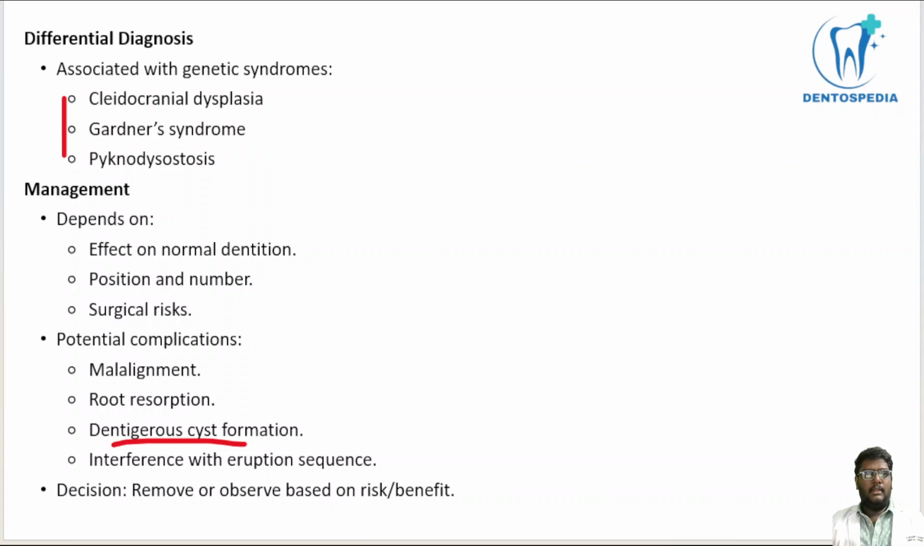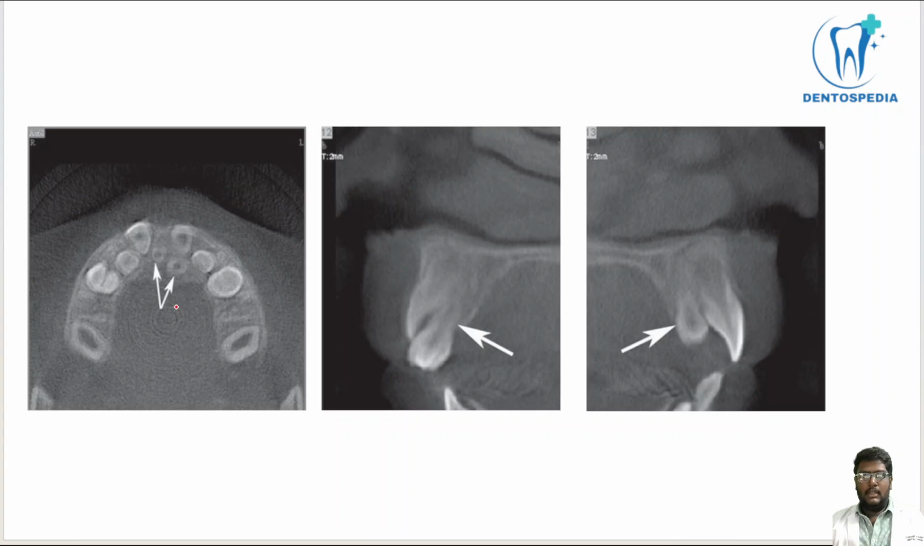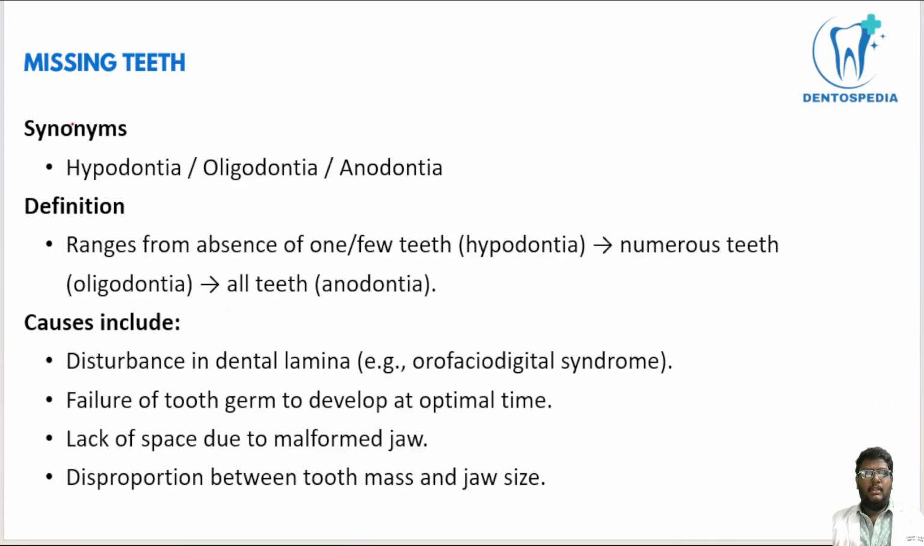You can see the mesiodens present in the radiograph in between the two central incisors. Here you can see this is a CBCT of supernumerary teeth, palatally present. In this OPG you can see the distomolar. It is present distal to the third molars. These are the distomolars.